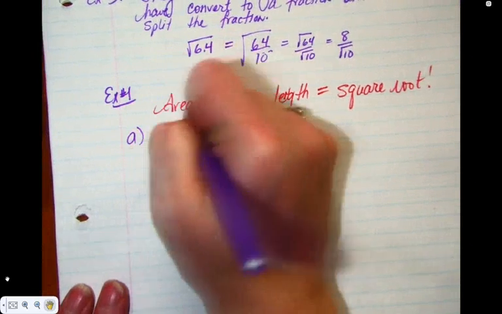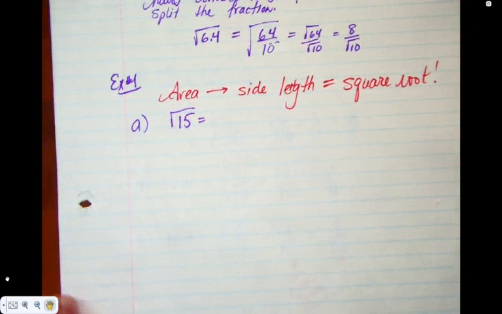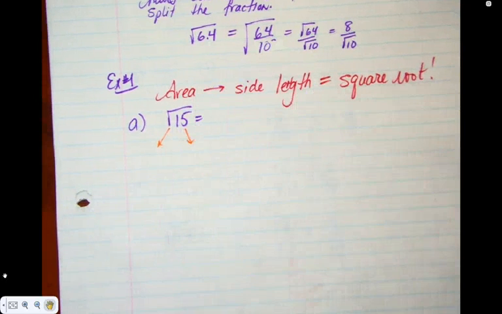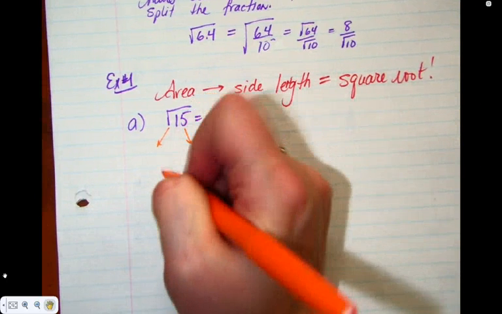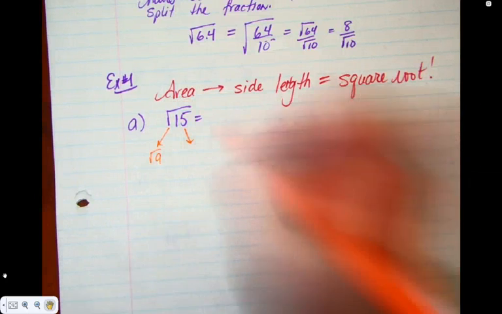So part A is just asking, what is the square root of 15? Is it a perfect square root? No. Then we got to ish it. How do we ish it? Okay, what's the square root that's lower? Nine. What's the square root that's higher? Right.